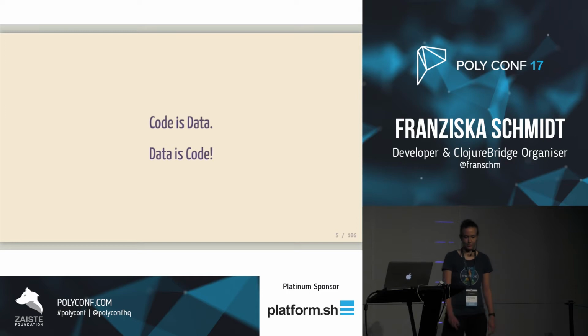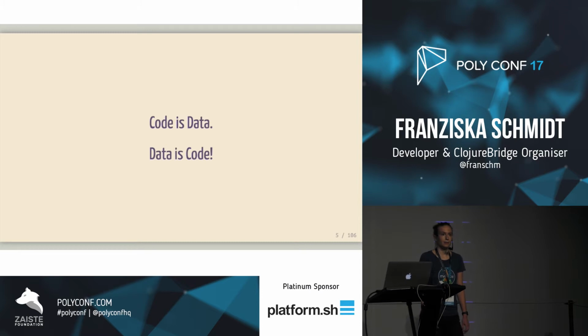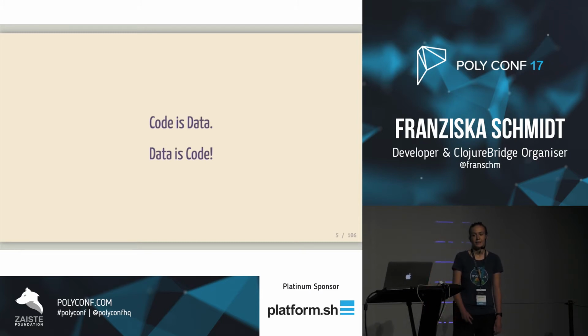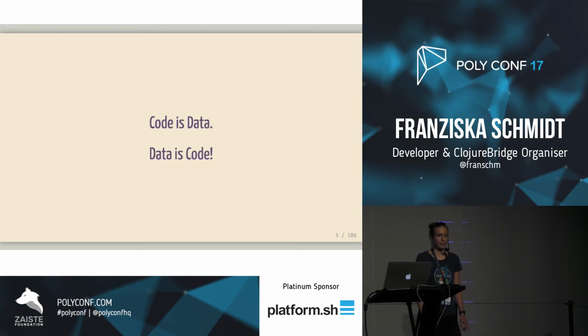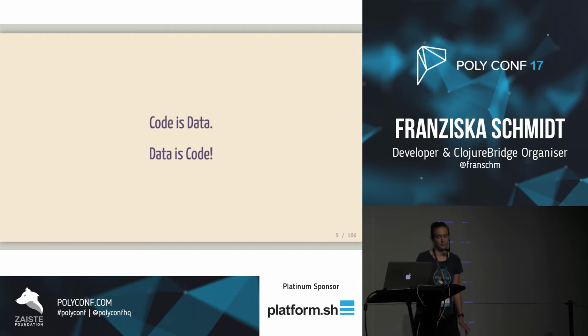OK, let's go back to the opening statement. Code is data, data is code. What people talk about when they say this is the concept of homoiconicity. The best way I've come to understand it is that in a homoiconic language, the data structures that are available to program in that language, or to use for data, are the same data structures that programs themselves are represented in.